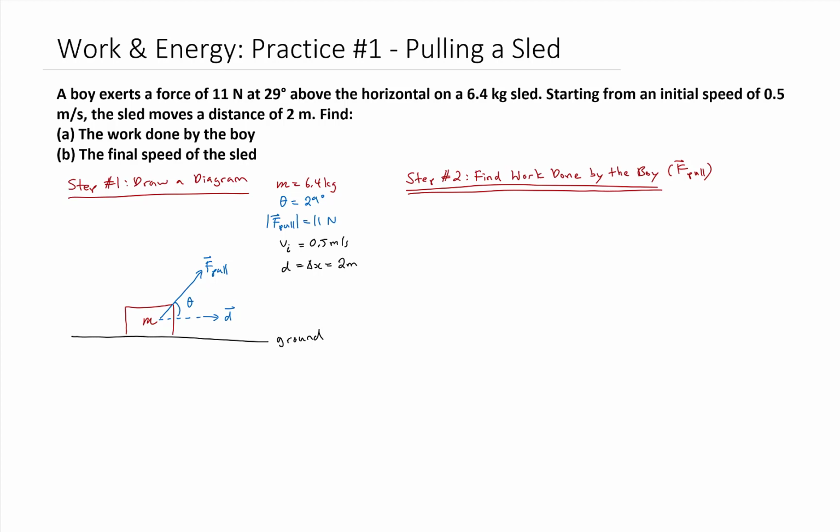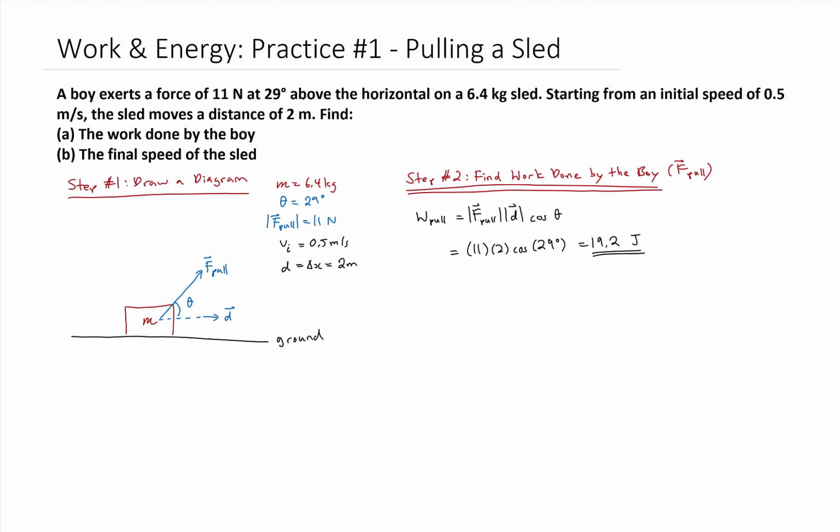So we have the work done by the pulling force is equal to the magnitude of the pulling force times the magnitude of your displacement times cosine of theta. So it seems like we do have the magnitude of the pulling force, the magnitude of displacement, and also theta. So we can just go ahead and solve. The pulling force is 11, the displacement is 2, and we have cosine of 29 degrees. If you punch that into your calculator, you get 19.2 joules. And that would be your answer.